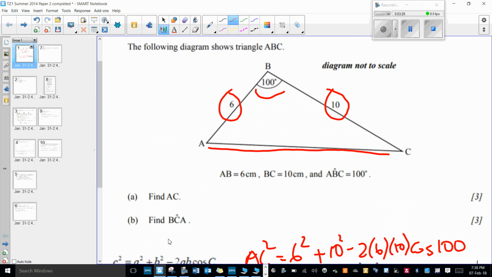Okay, B. Angle BCA. So we're looking for this angle here. We would always try and avoid using a length that we've just calculated, but we're going to need to in this case. So maybe I'll choose a different colour.